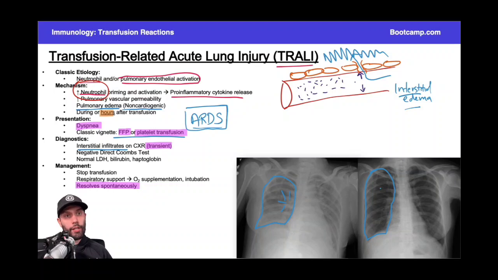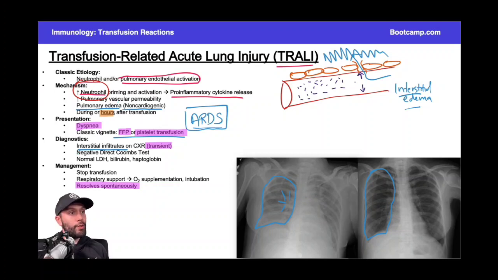This is largely resolved. We don't have to go into all the details on reading chest x-rays. This is going to be an option along with things like a febrile non-hemolytic reaction, or they might be teasing this out versus a cardiac cause, for example. But classically, fresh frozen plasma or platelet transfusion is very classic. And then remember your pathophysiology: pro-inflammatory cytokine release largely driven by priming and activation of neutrophils.